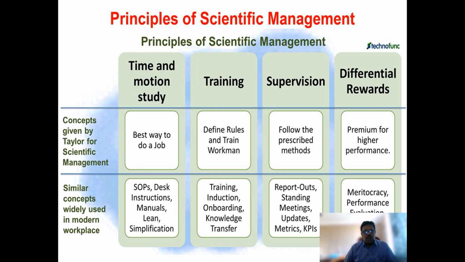The second principle is training. Taylor defined the rules and trained the employees. Modern management gives a lot of training, such as how to conduct induction, onboarding and knowledge transfer. These things were derived from Taylor's scientific methods.